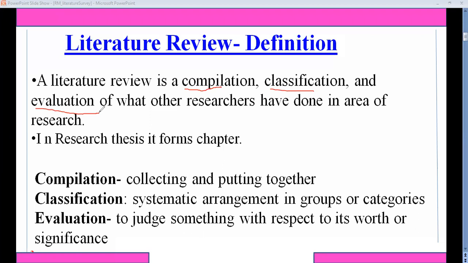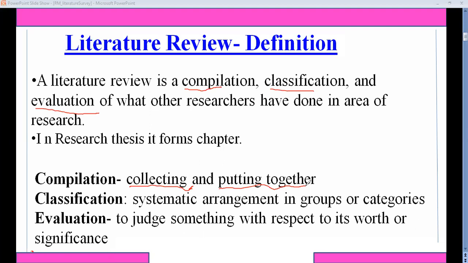So we'll see what the literature review is. It is compilation. Compilation means what? Collecting the things and putting them together. That is called compilation. So it is collecting the literature papers. Now as I mentioned, what we consider as an authentic document is a research paper.